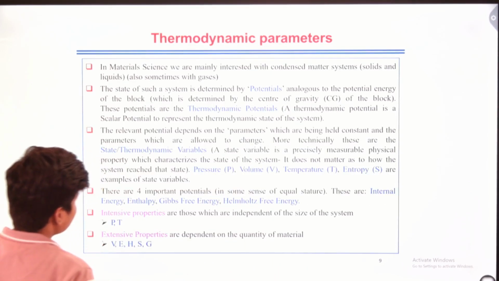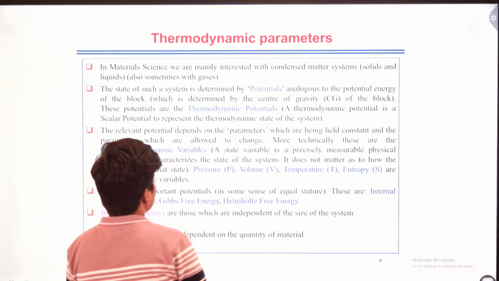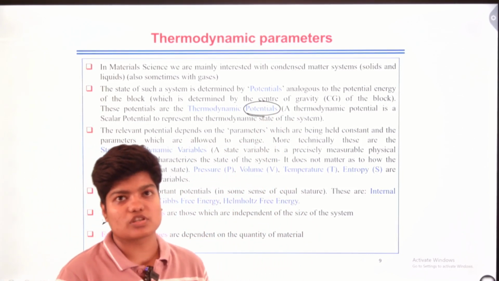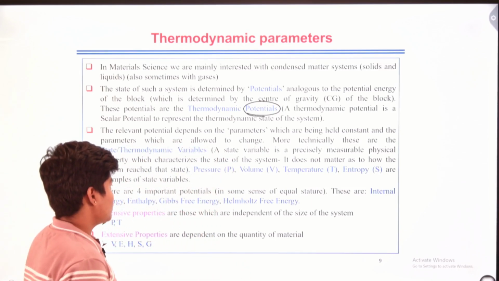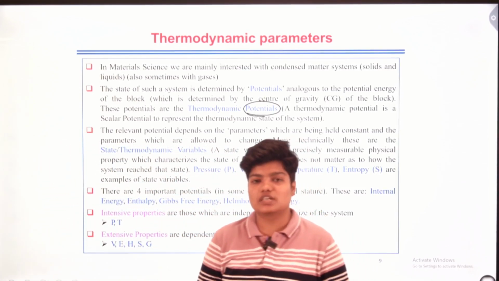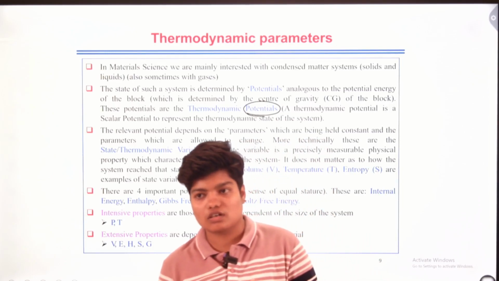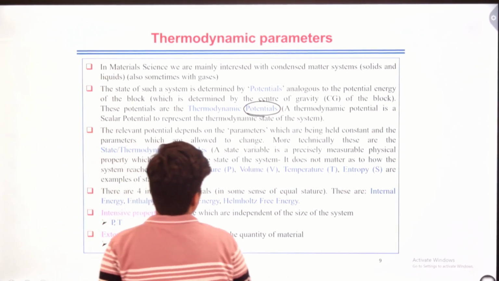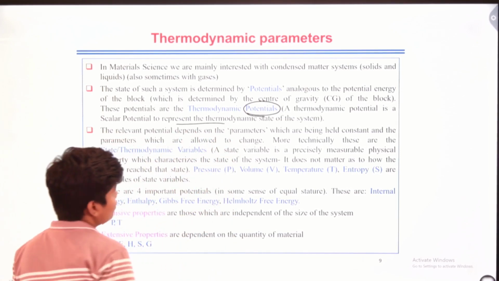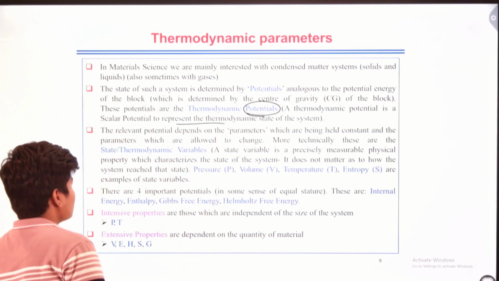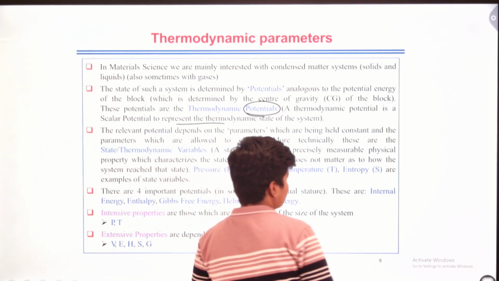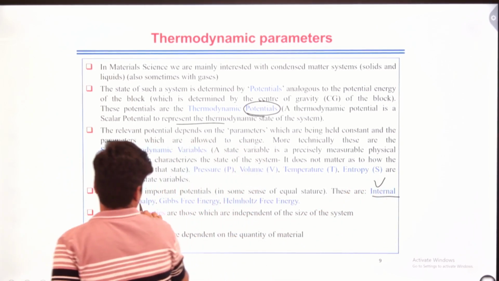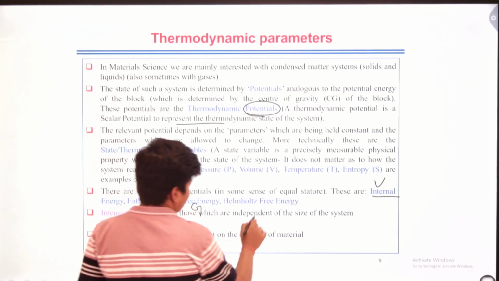Now, what is thermodynamic potential? We're going to discuss it, and how many parameters there are in terms of thermodynamic potential. One can be internal energy, enthalpy, Gibbs free energy, or Helmholtz energy, and these are the parameters of thermodynamics. Okay, so thermodynamic potential is nothing but a scalar potential to represent the thermodynamic state of the system. So the thermodynamic potential can be of four types: one is internal energy, U, enthalpy, H, Gibbs free energy, or Helmholtz free energy.